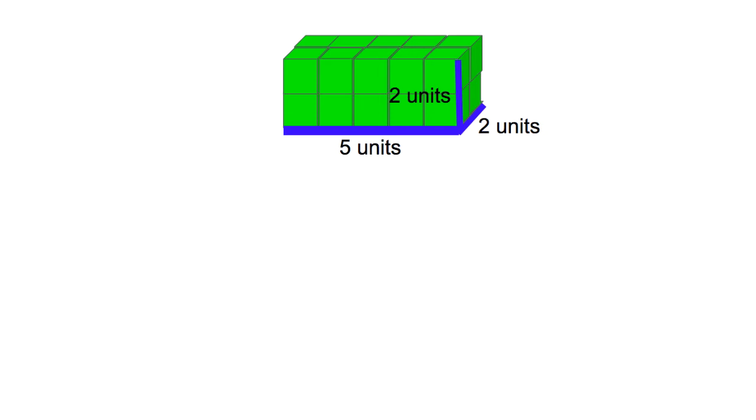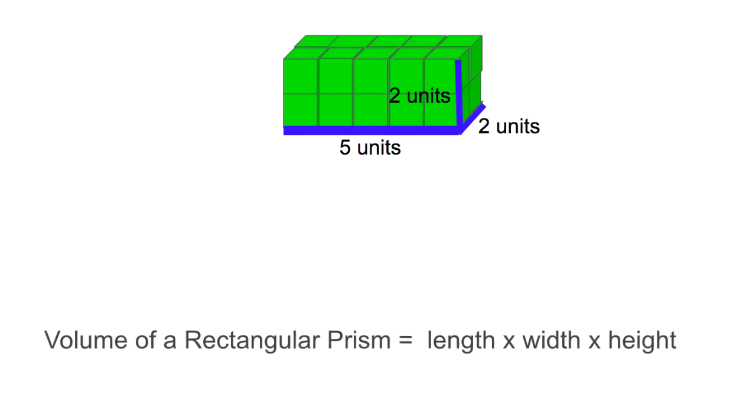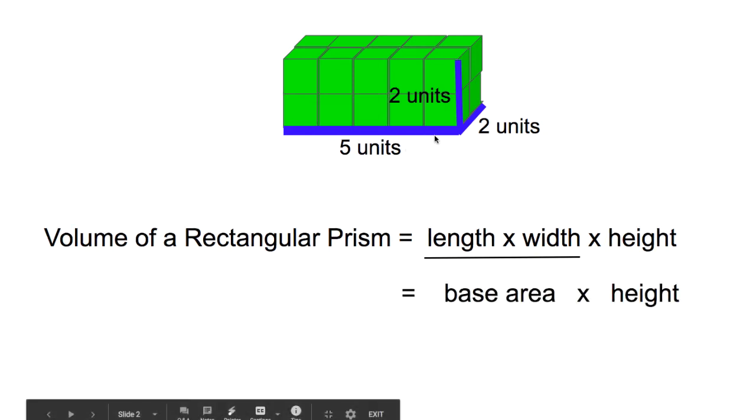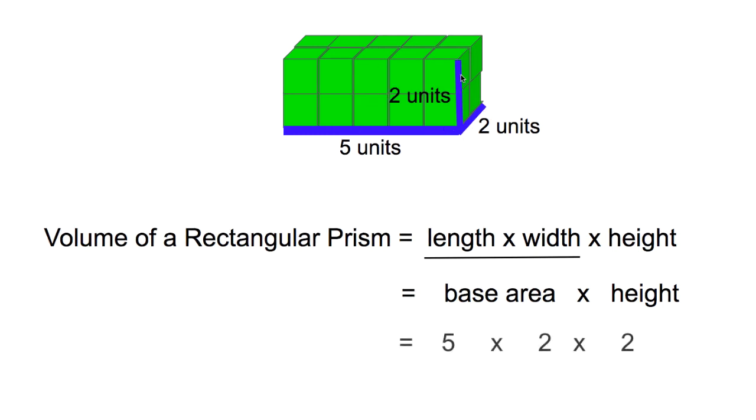We can also use formulas to find the volume. Volume of a rectangular prism equals length times width times height. Length times width can be rewritten as base area times height. Length is 5 units, width is 2 units, height is 2 units. 5 times 2, 10. 10 times 2, 20 cubic units.